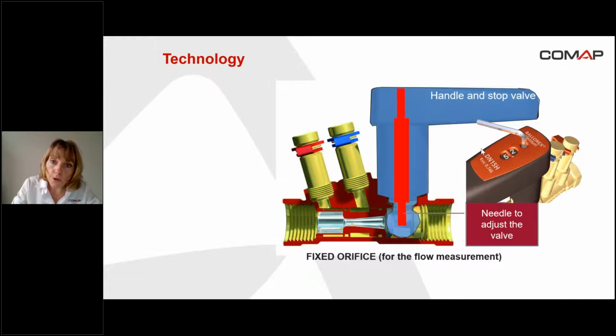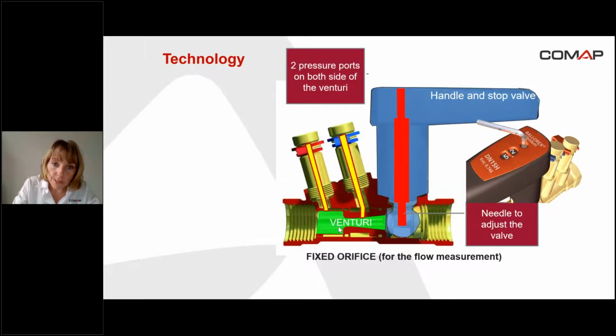The valve parameters are written on the top of the handle. Here you can see position 52. So the ball valve, the needle to adjust the flow, and here there is the venturi, and there are also the pressure ports in order to measure the flow. So that's because of the venturi that we call this valve a fixed orifice valve.